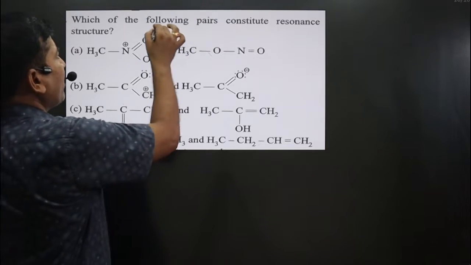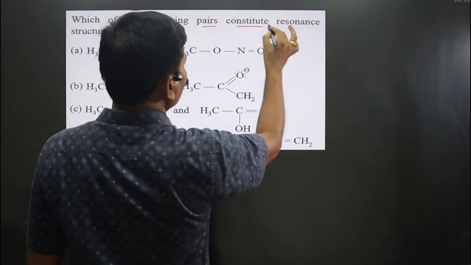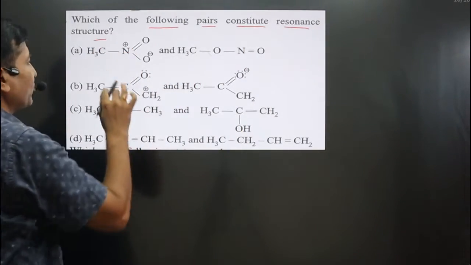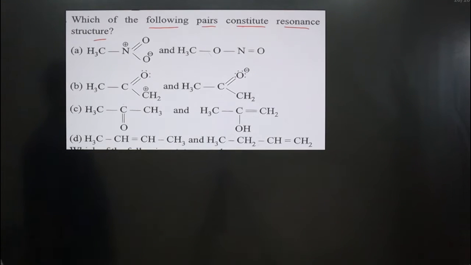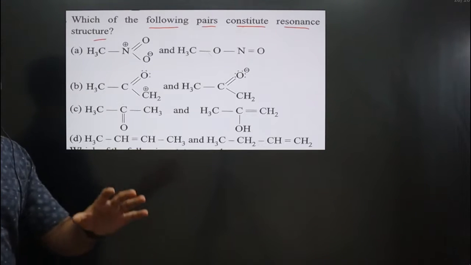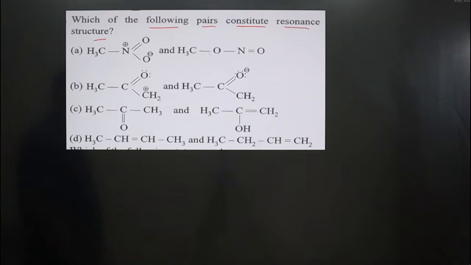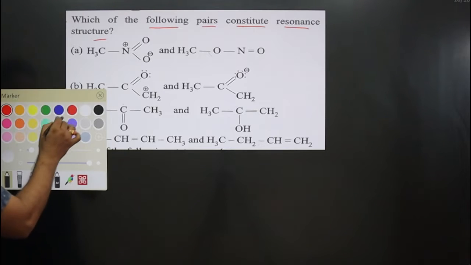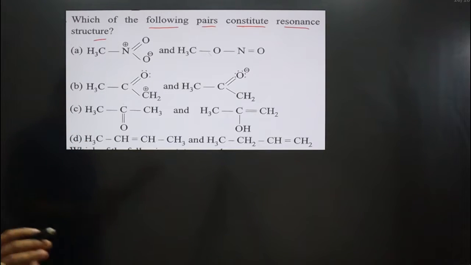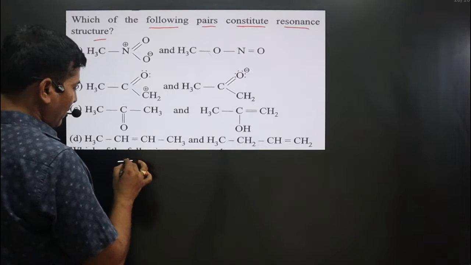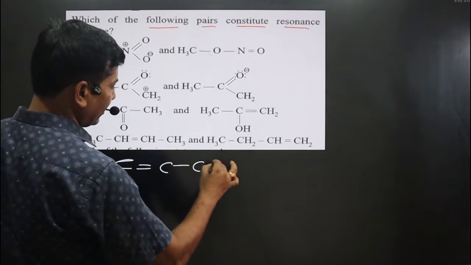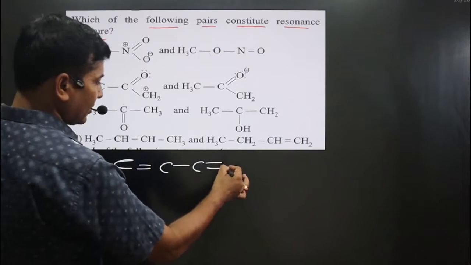The question says, which of the following pairs constitute resonance structure? We have to determine resonating structure. And for the resonating structure, we must have the conjugated system. Pay attention very carefully. Conjugated system, how do we determine? Always keep in mind, we have double bond, single bond, and then double bond. This is a conjugated system.